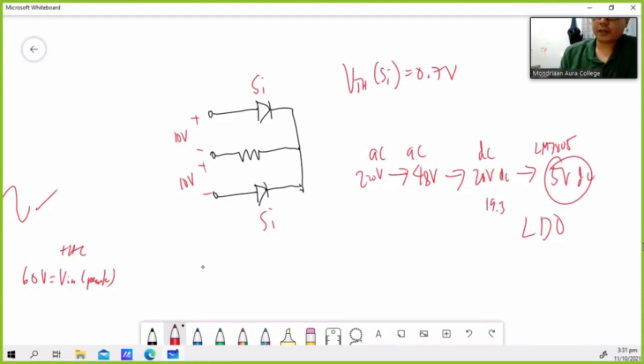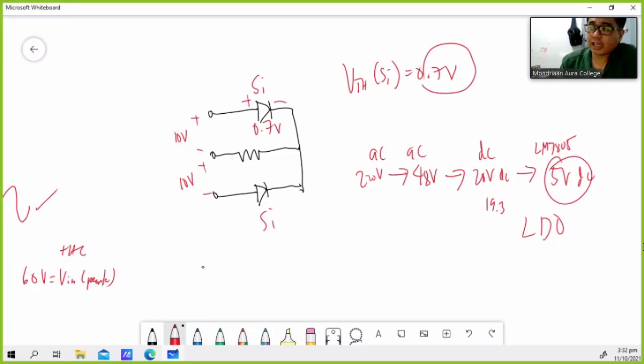Will it be forward or reverse bias? So tignan natin. So positive to anode and then negative to cathode. So alam natin na kapag positive ang anode at negative ang cathode, pasok sa unang criteria. Pangalawang criteria is the input voltage greater than or equal to the threshold voltage. Yes, 10 volts is greater than or equal to what? 0.7. So pasok sa dalawang criteria. Therefore, the silicon diode on the top is forward bias. So magkakaroon ka ng 0.7 volts yan na voltage drop.